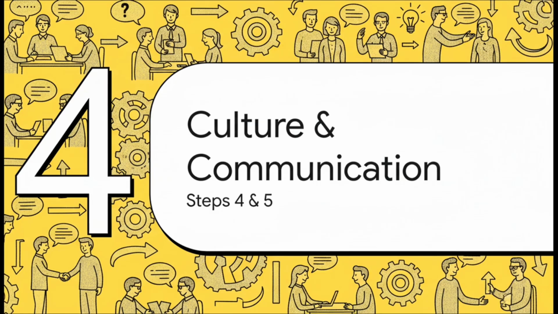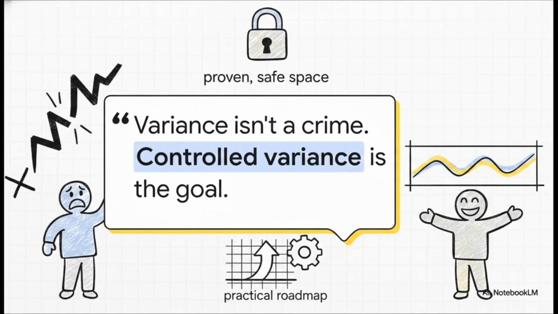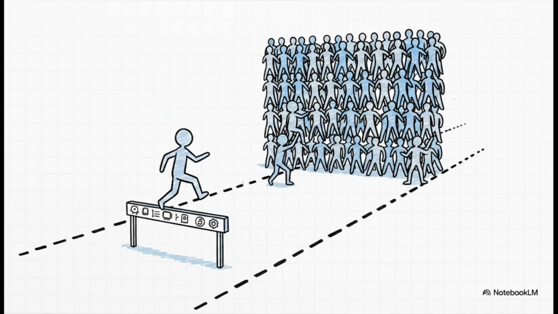Now we get to what might just be the hardest part of this entire transition: the people and the culture. This right here should be the new mantra for your operations team. For decades, they've been trained to be afraid of any kind of variance. We have to retrain them to understand that our goal isn't 0 variance, it's controlled variance, inside a proven, safe space. For step 4, you have to accept that your biggest hurdle won't be a piece of technology. It's going to be your facility's culture.